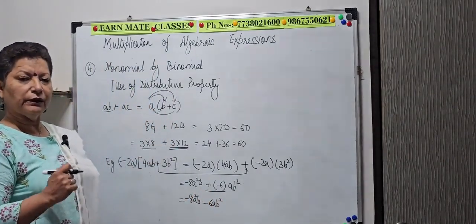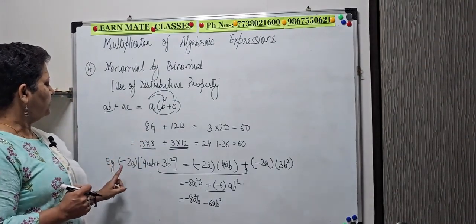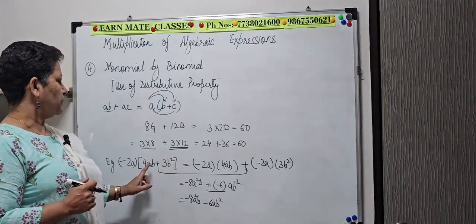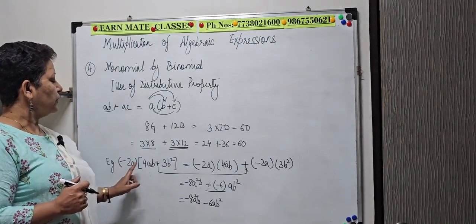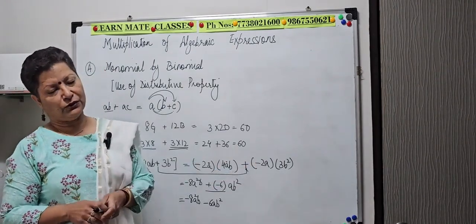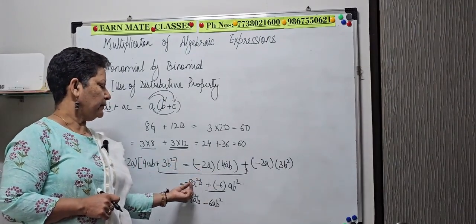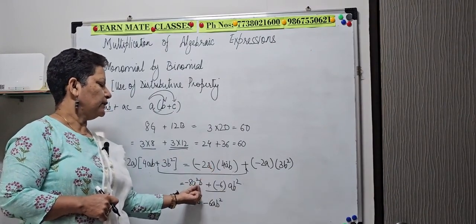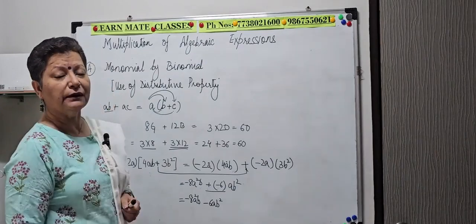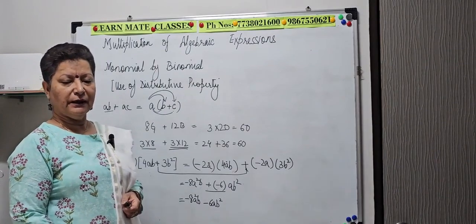So have you understood? What did we do? We used the distributive property and we multiplied the monomial into both the terms separately. Minus 2a was multiplied into 4ab, minus 2a was also multiplied into 3b square. And you know how to resolve a monomial into a monomial. That's numerical part into numerical part, variable part into variable part. Is that okay? This is how you want to get your answer for a monomial into a binomial. We'll just do one more example to cement the concept.